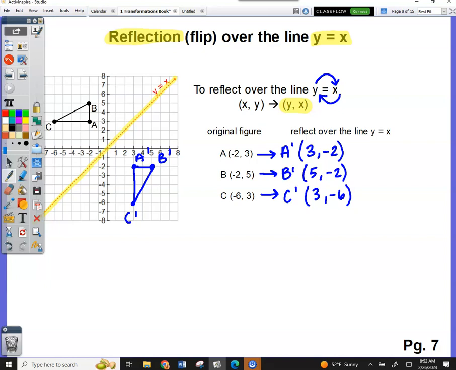Now, if I said, write the rule for reflecting over y equals x, this is what you would write. This right here is the rule. You would write y comma x, okay?